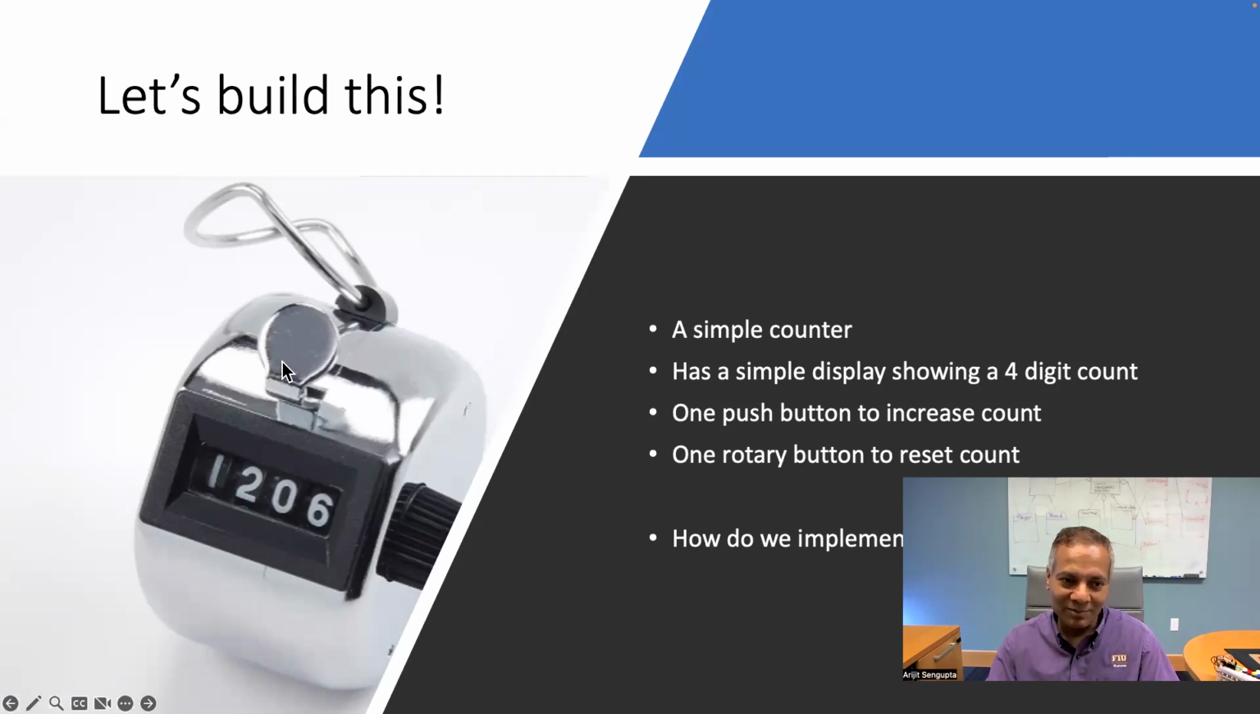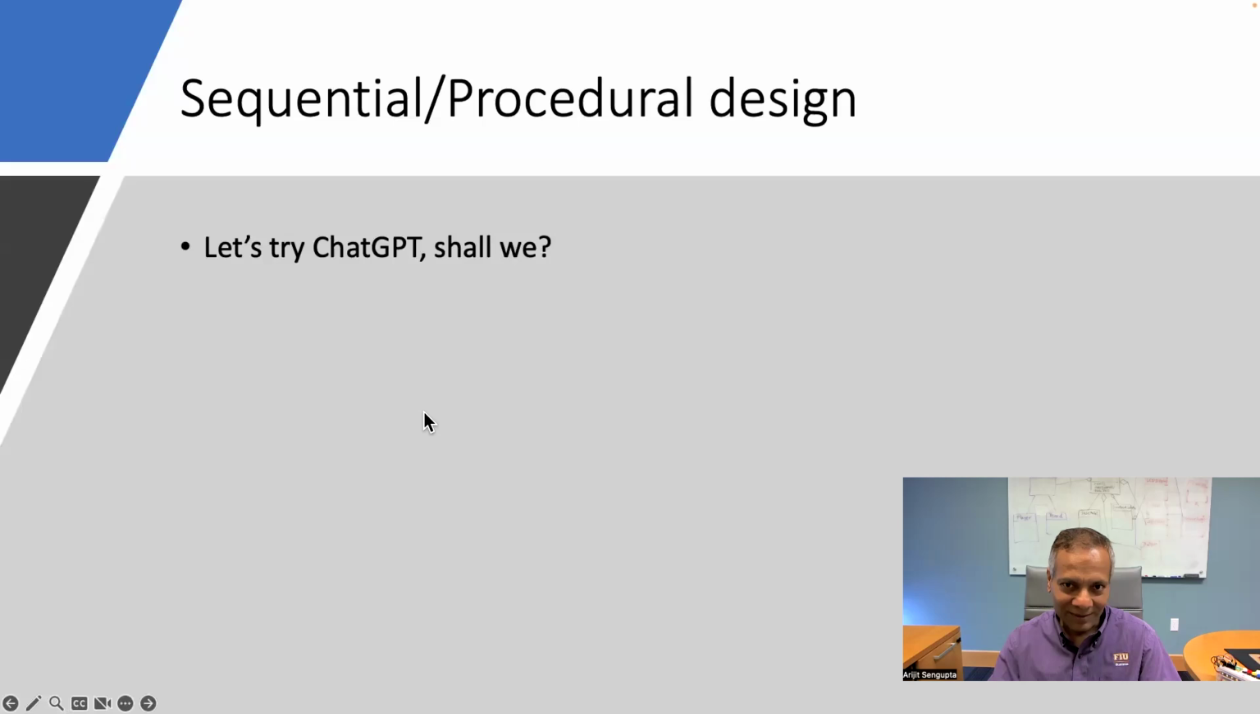It's got this little button that when you press it, the count increases, and then there is this dial on the right that you use to set all the counts to zero. So this thing is of course completely mechanical. We're going to create a digital version of this. So the first thing that we do is sequential design. And let's try ChatGPT, right?